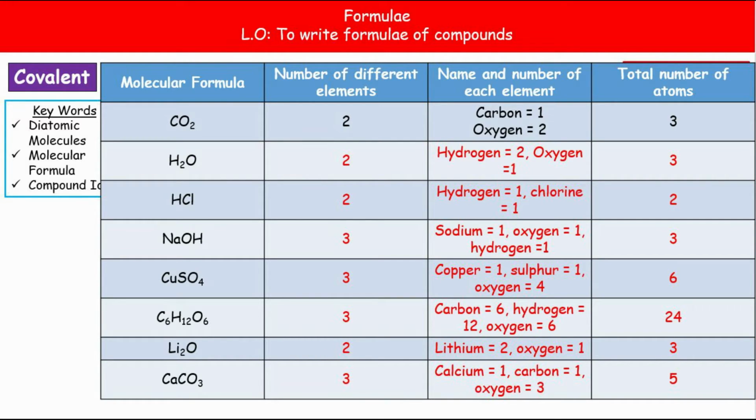Obviously add up your scores and give yourself a total. I'd suggest what you do is give yourself 1 mark for each of the boxes. So that means that you've got a total of 7 for the different elements, 7 for the name and number of each element, and 7 for the total number of atoms. So that's 21 marks altogether for that table.